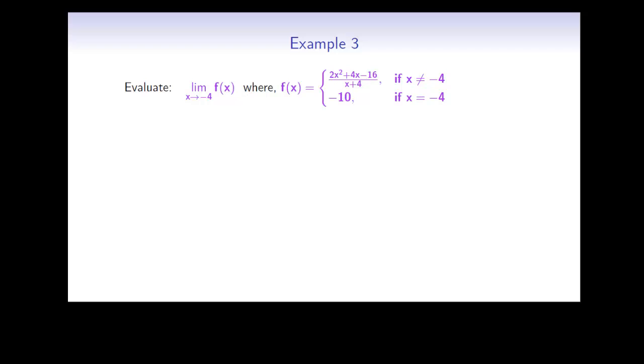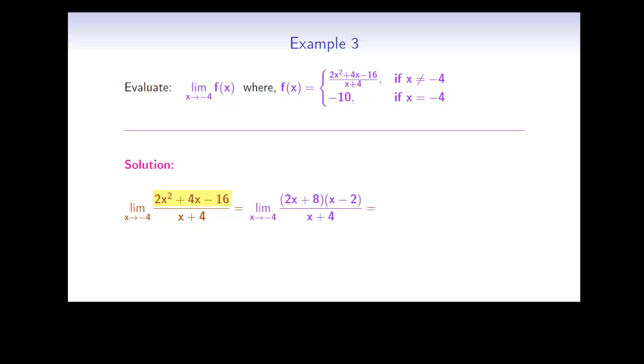Here we have the limit of a piecewise defined function as x goes to negative 4. If x is near negative 4, this means that f of x is equal to 2x squared plus 4x minus 16 divided by x plus 4. So this is the expression that we should use to calculate the limit.